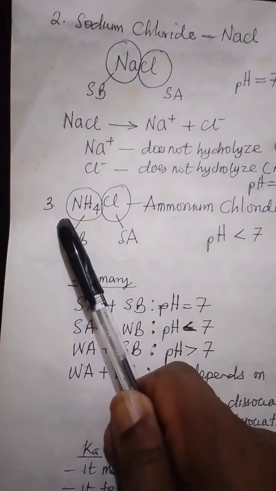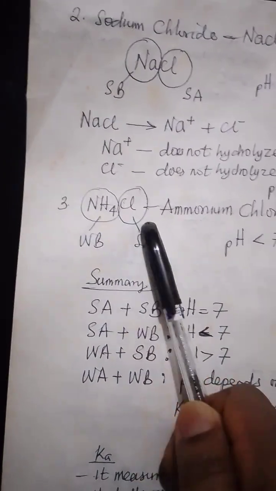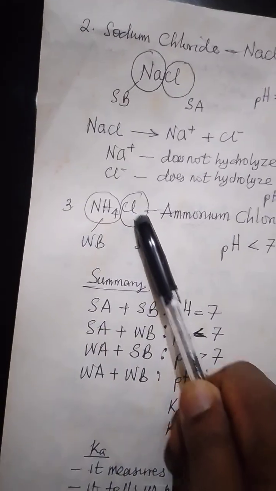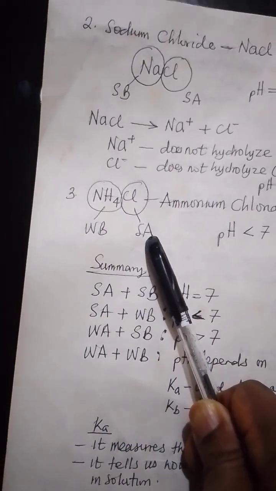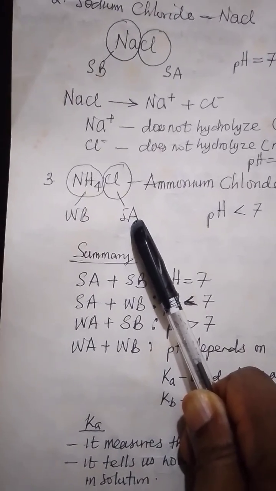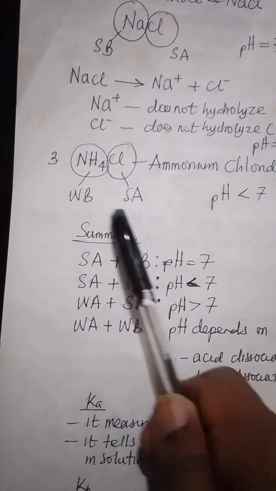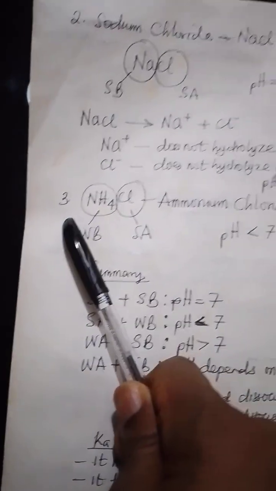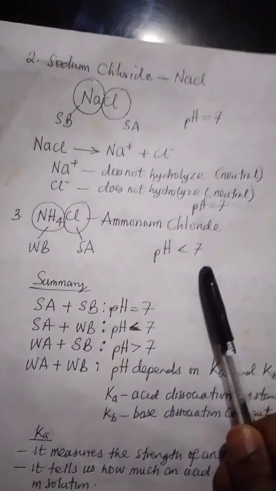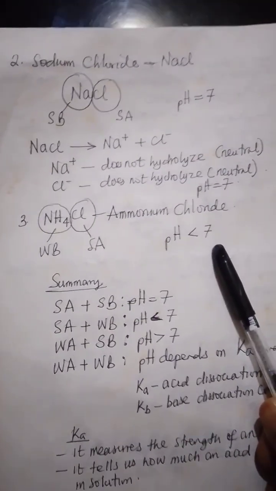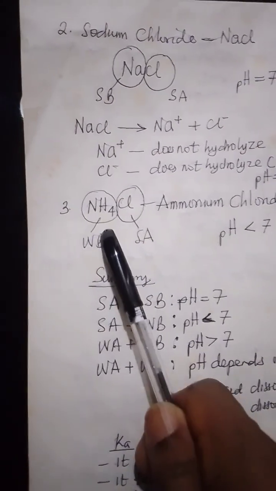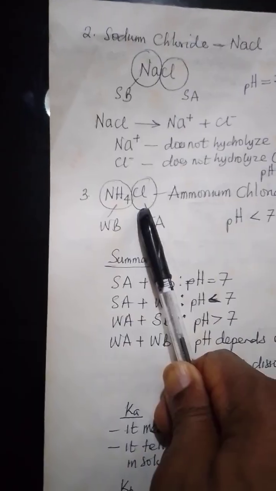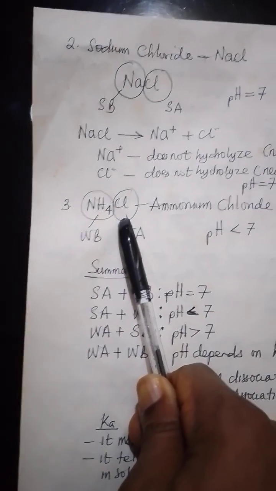Let's look at number 3, NH4Cl, ammonium chloride. NH4 is from a weak base, Cl is from a strong acid, that is HCl. This is a weak base, this is a strong acid. The stronger rules the environment, so the pH is less than 7. Now technically, if we look at Cl minus, it does not hydrolyze, so it forms a neutral solution.